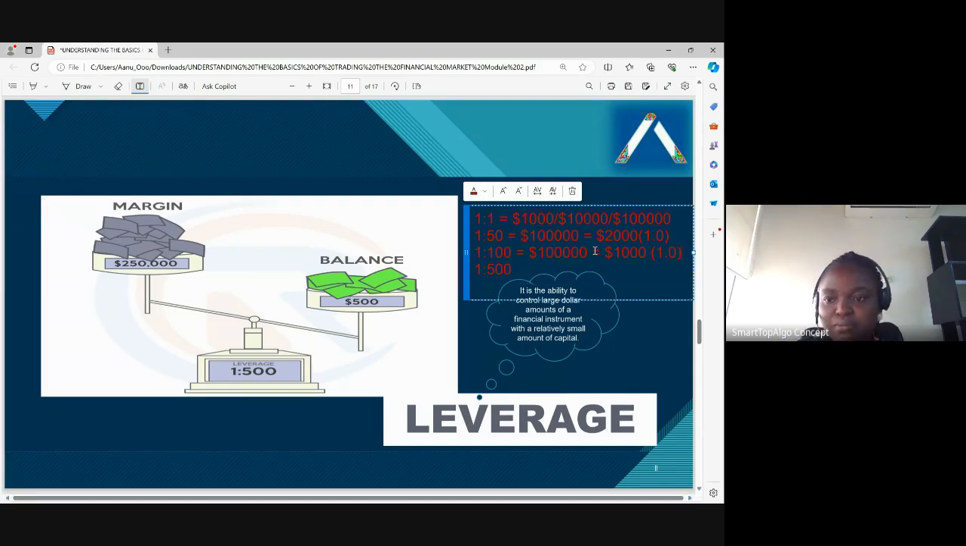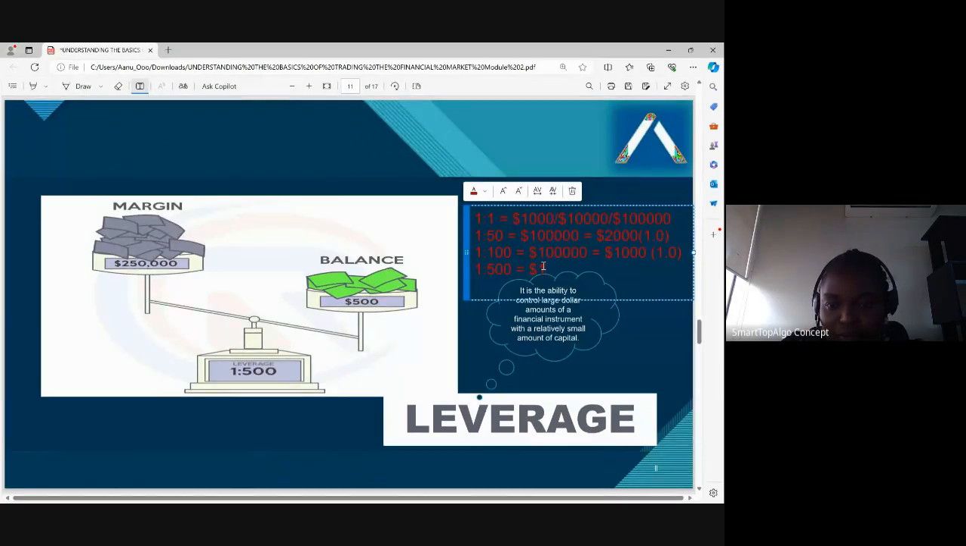Now, if you are using 1 to 500, let's do the calculation. That would be 100,000 divided by 500, which is $200. So what this means is with $200, you can use a lot size of 1.0.